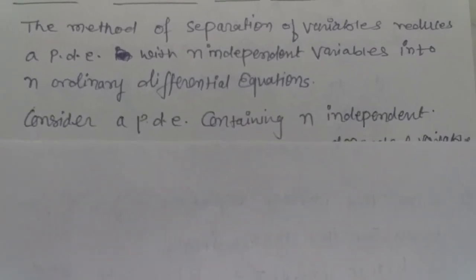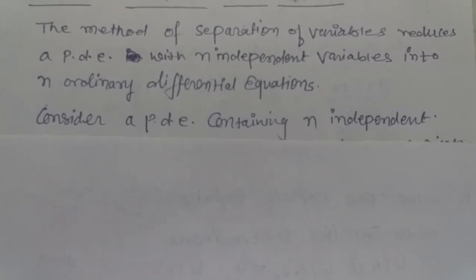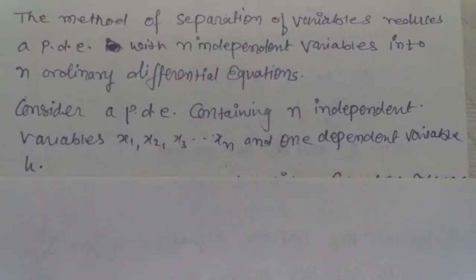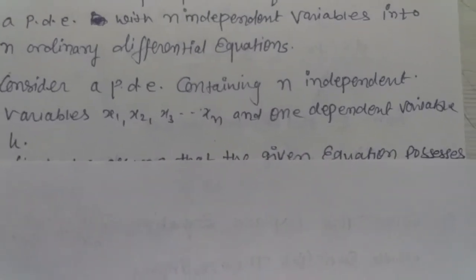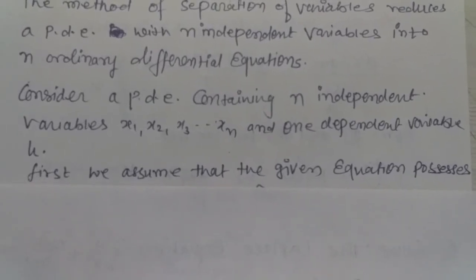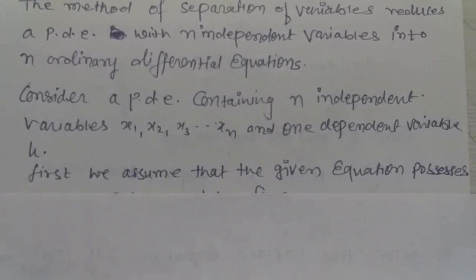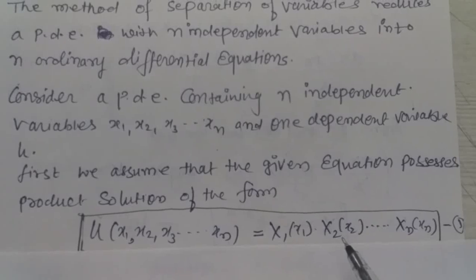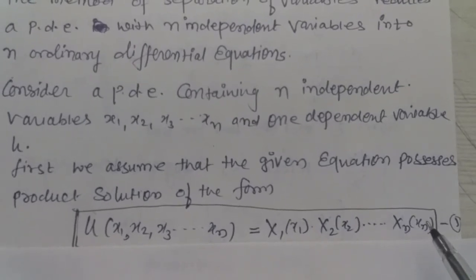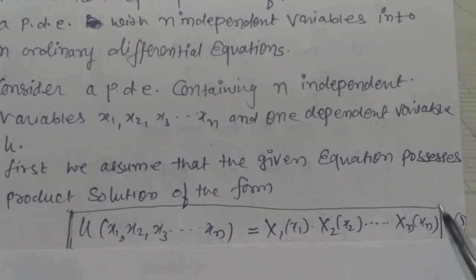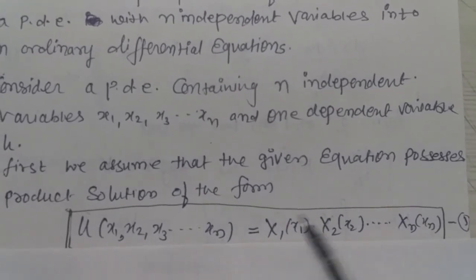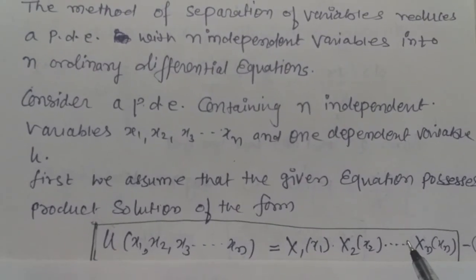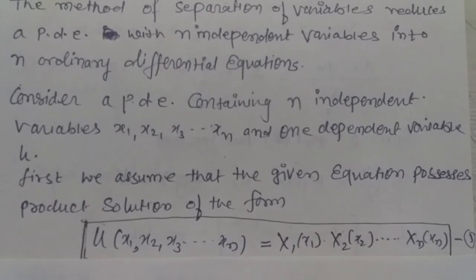Consider a partial differential equation containing n independent variables x1, x2, x3 and so on up to xn, and one dependent variable u. First we consider that the given partial differential equation has a solution of the form u equal to function of x1 into function of x2 into function of x3 and so on, function of xn. That is, the given equation has a solution as the product of functions of the independent variables. And now this is the solution, therefore it must satisfy the given PDE.